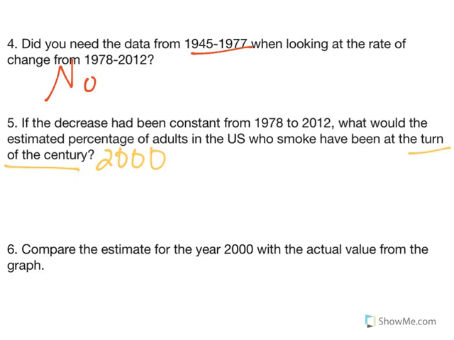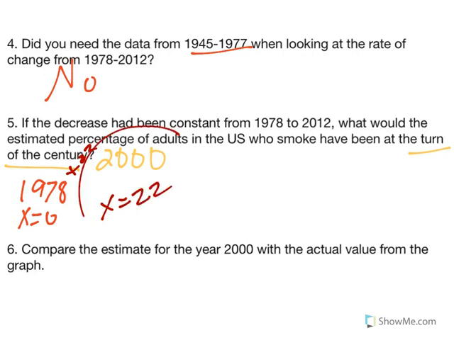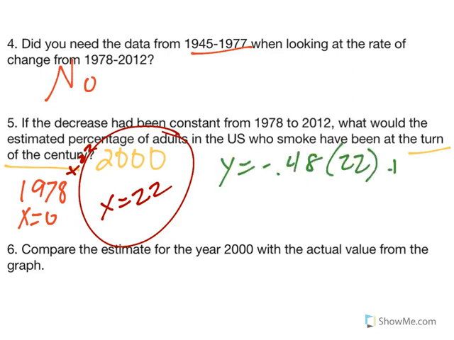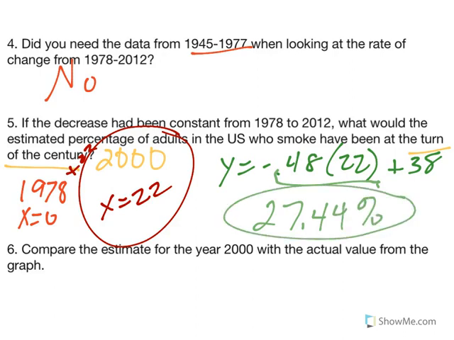So how many years after 1978? Because again, remember, 1978 has an x value of 0. So I had to add 22 years, and that means for 2000, x is 22. So when I use my formula, y equals negative 0.48, plug in 22, plus 38. And then I go ahead and do the math, right? We're going to multiply first and then add 38, and you should get a value of 27.44%. So we estimate that in 2000, we're at 27.44%.